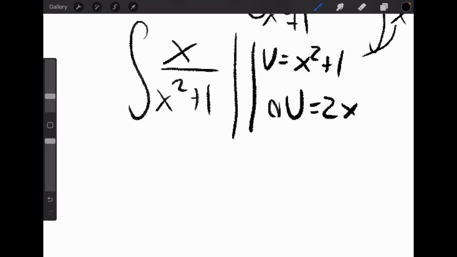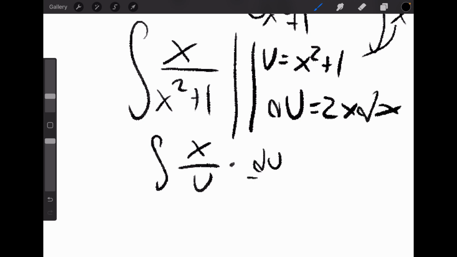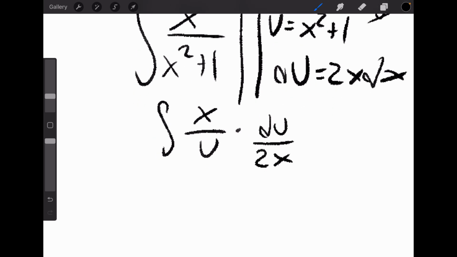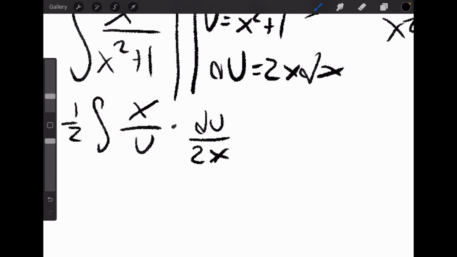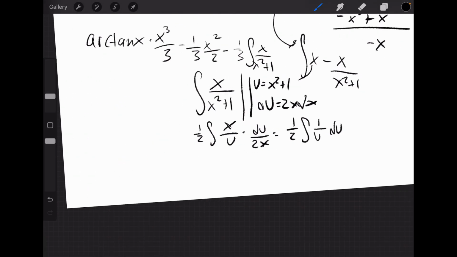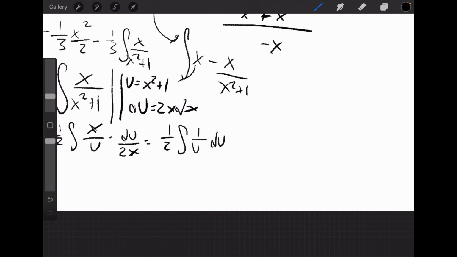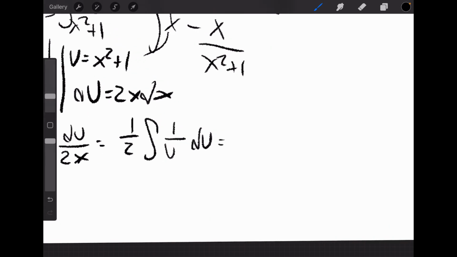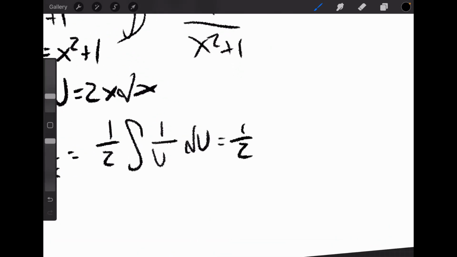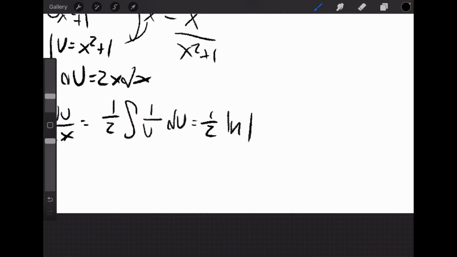So it's going to look like x over u times du over 2x. So this is going to cancel out, and we're going to have 1 over 2 outside. So it's going to be 1/2 the integral. The x is canceled out, so it's 1 over u du. And then if we plug u back in and we do natural log, we can get 1/2 natural log, and u was x squared plus 1.